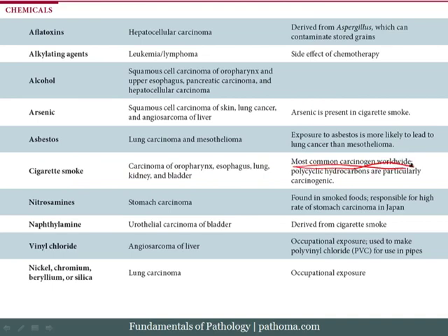1 billion people worldwide smoke. That number still shocks me, but regardless, 1 billion people worldwide smoke. And probably the most important carcinogen within cigarette smoke, recall that I mentioned that there are about 40 carcinogens in cigarette smoke, for example, arsenic, but the most important carcinogen in cigarette smoke are polycyclic hydrocarbons. These are particularly mutagenic.